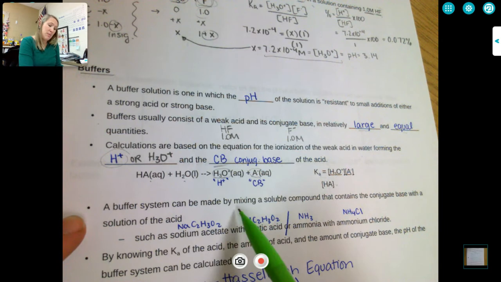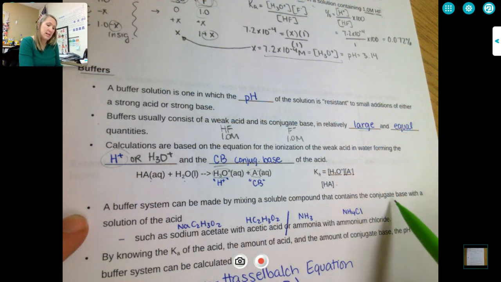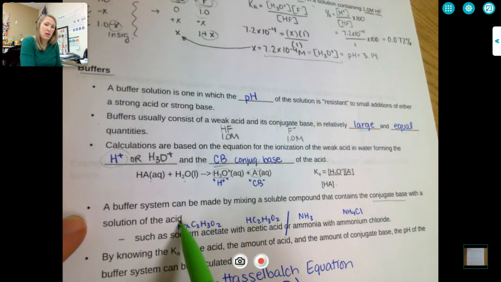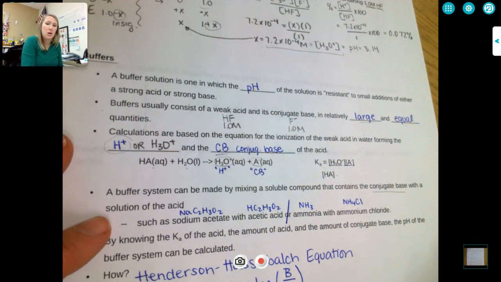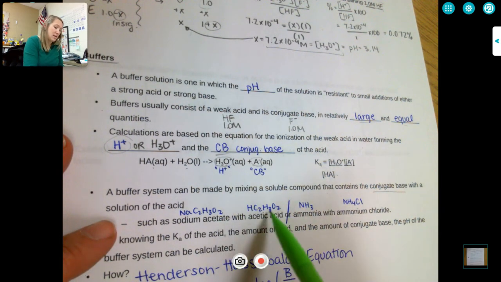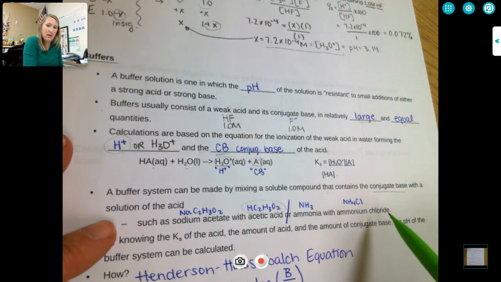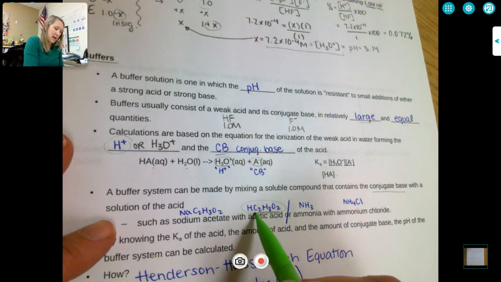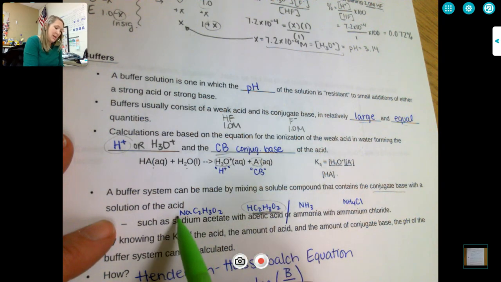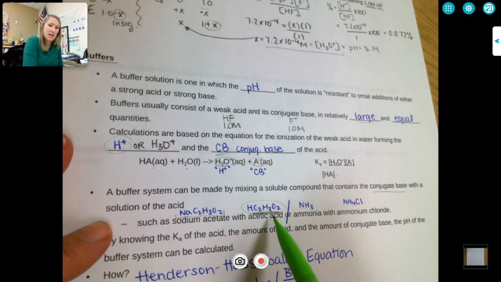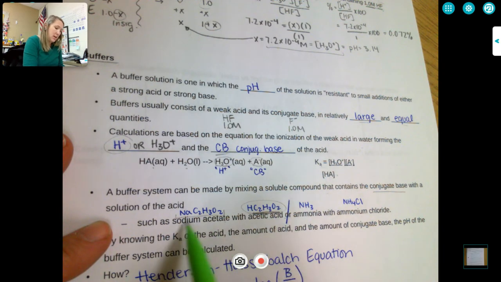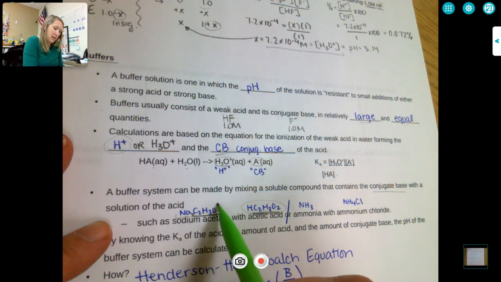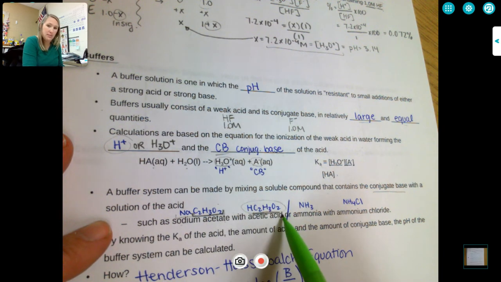So this buffer solution can be made by mixing a soluble compound that contains the conjugate base with a solution of the acid. So we look for pairs where we have something that is our acid, usually a weak acid or a weak base, and something that has the anion part of it, right? The conjugate base portion in an ionic compound. So if we have sodium acetate and acetic acid, HC2H3O2, sodium acetate has the acetate portion, which is the conjugate base of our acetic acid.